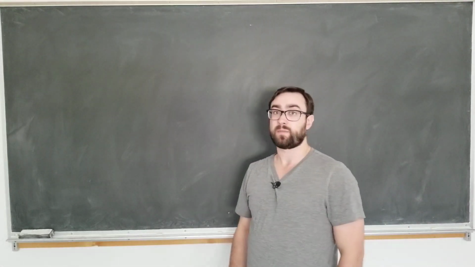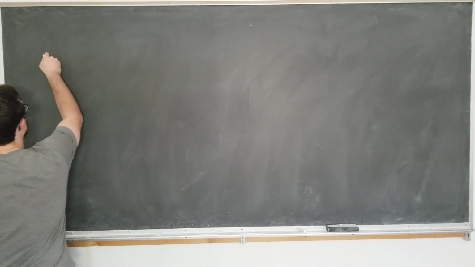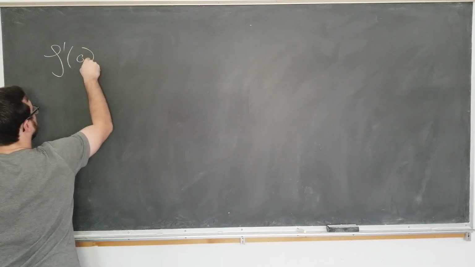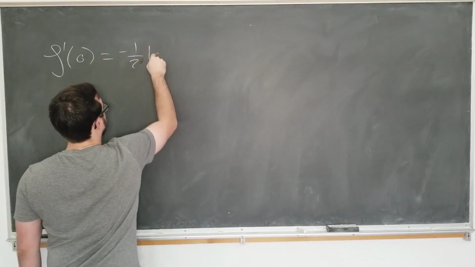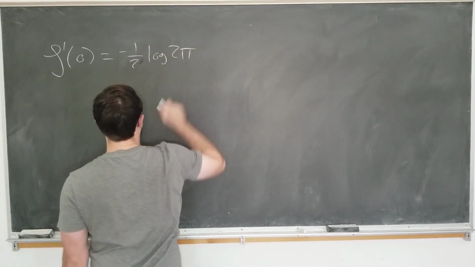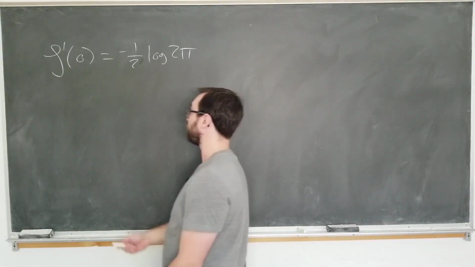Today we will be looking at the following identity. We're going to be deriving the fact that zeta prime of 0 is negative 1/2 log of 2 pi, where zeta is of course the Riemann Zeta-Function.